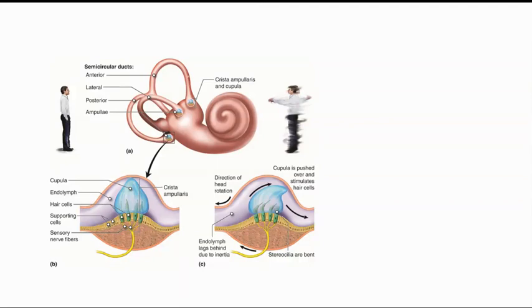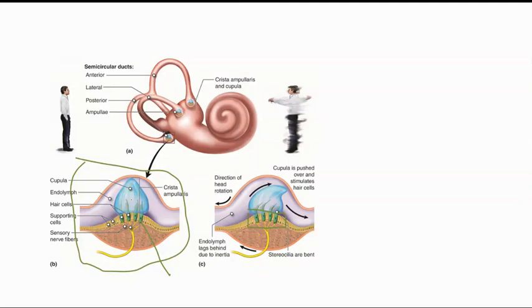Inside the cristae, you have the hair cells. Here, these are the hair cells, and these hair cells sense the angular acceleration. That is the direction of the movement or the turning of the head to the sides, all of which are sensed by the cristae, which are present in the ampulla of the semicircular canals.